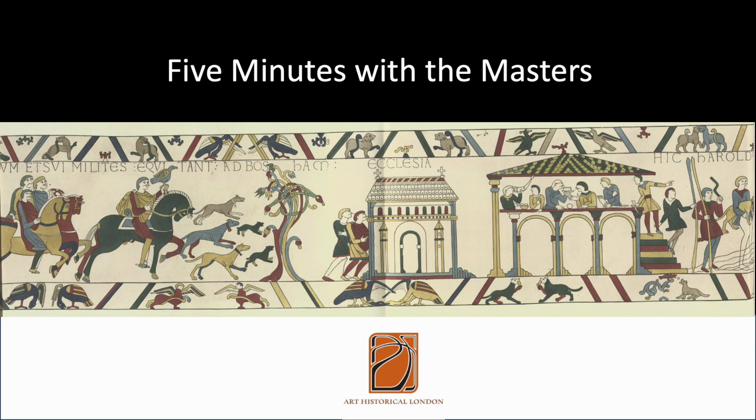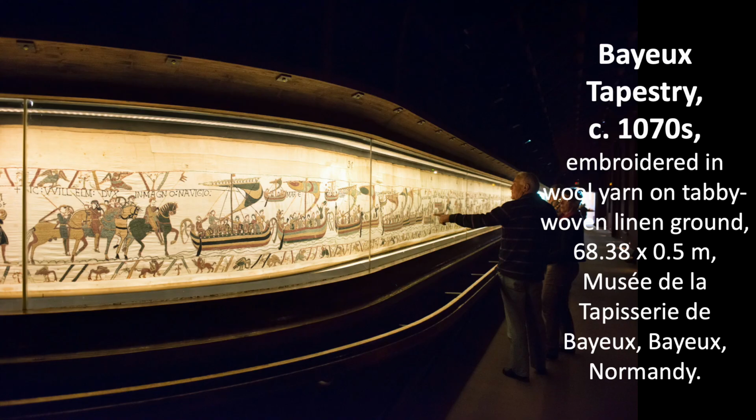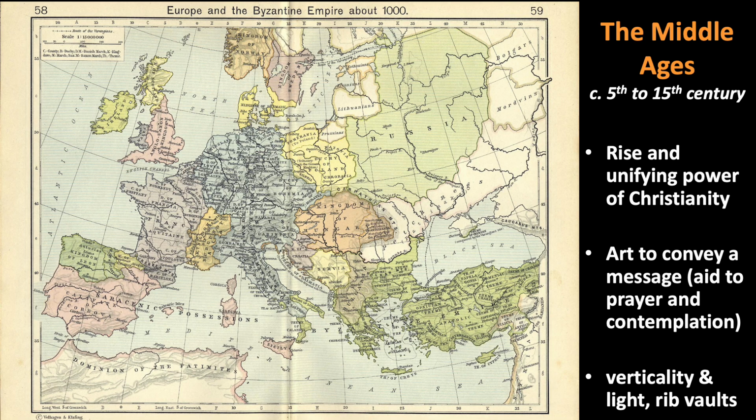Hi, the next 5 minutes will be about the Bayeux Tapestry, which is in Normandy, but we'll be travelling to the UK actually in 2026. It's a work from the Middle Ages, which is a period between the 5th to the 15th century in Europe, and it's a moment where Christianity rises as the unifying power of Europe, and they define the arts as art that convey a message, a Christian message, and art is there to aid prayer and contemplation.